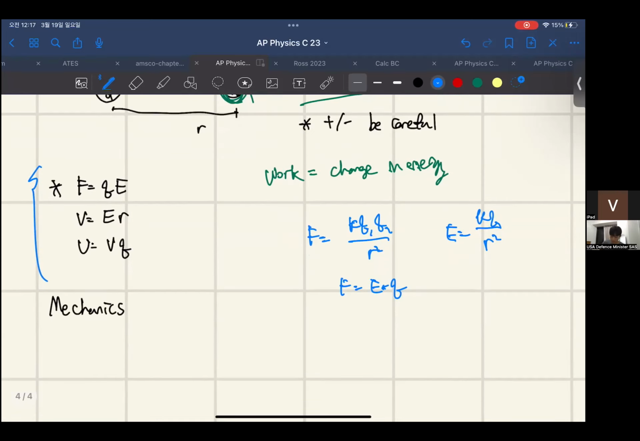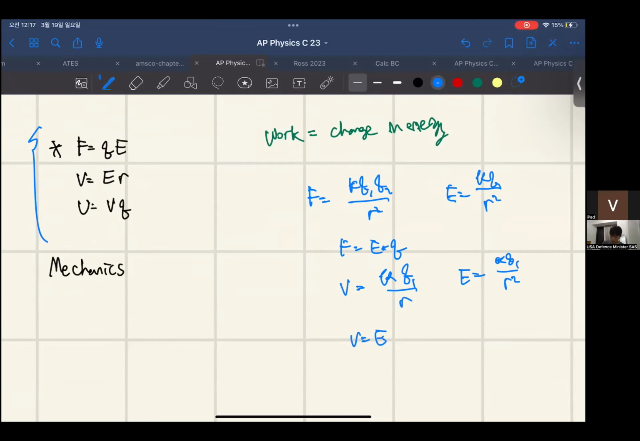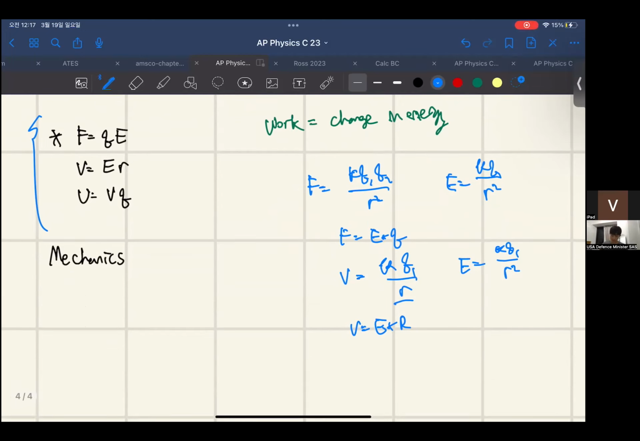Same thing for V and E. V is equal to kq1 over r, and E is equal to kq1 over r squared. Thus, if you multiply r to E, then you would get the formula kq1 over r, which is equal to V.